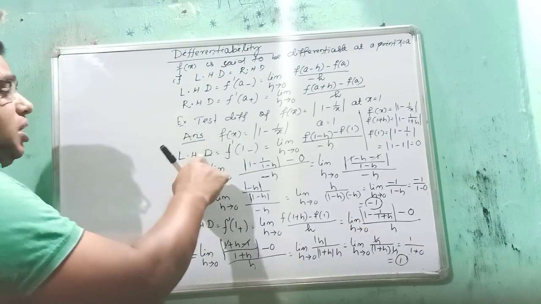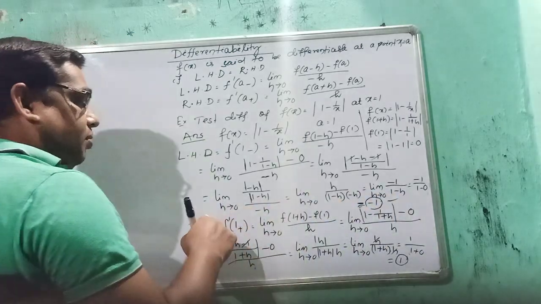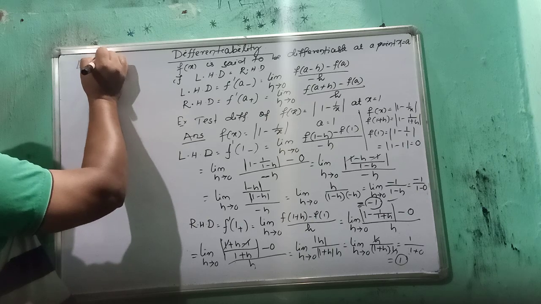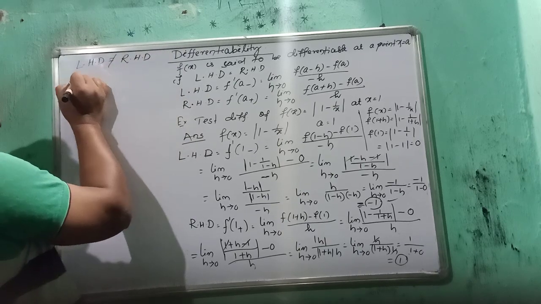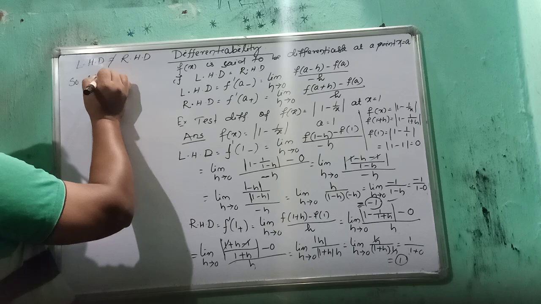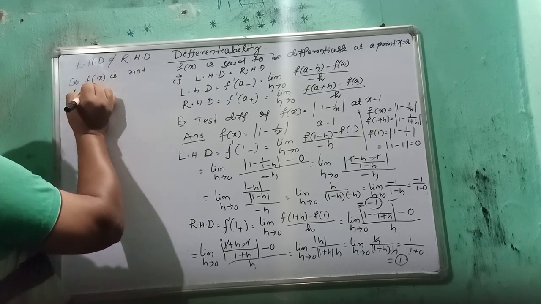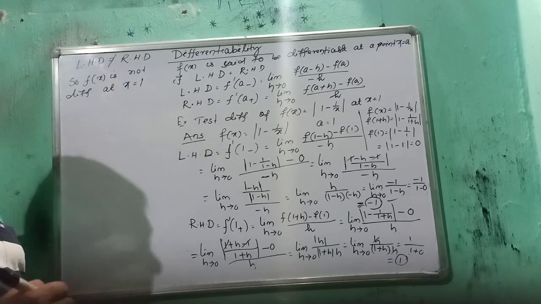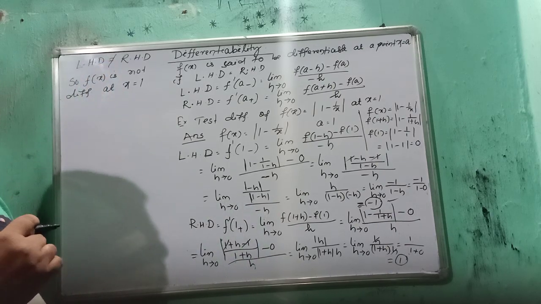Now the left hand derivative is minus 1 and the right hand derivative is plus 1. The left hand derivative is not equal to the right hand derivative. So f(x) is not differentiable at x equal to 1. So this is the differentiability of a function.